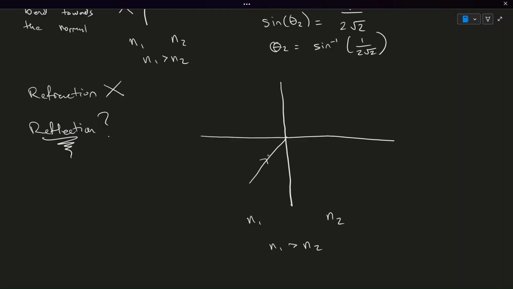Same kind of setup. We're going to go with some form of theta. And by now you should know that because n1 is bigger than n2, theta 2 has to be bigger than theta 1, so it's going to bend away from the normal. Well, this is interesting. What if theta 1 becomes bigger? Then it'll bend more, right? And eventually, you can imagine that it's going to get to a point where it's at 90 degrees. It's fully bending towards the boundary.